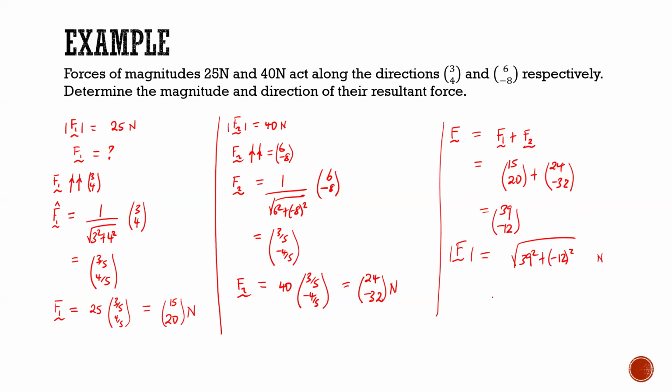And the direction, you see it's going to be 39, minus 12. So that angle is going to be below the horizontal. The angle is theta. Angle theta is equal to the arctan of 12 out of 39, which is the arctan of 4 out of 13. And so that's how you get your magnitude and direction of those forces. Okay, this is the end of this video.